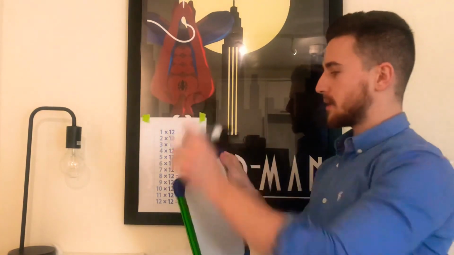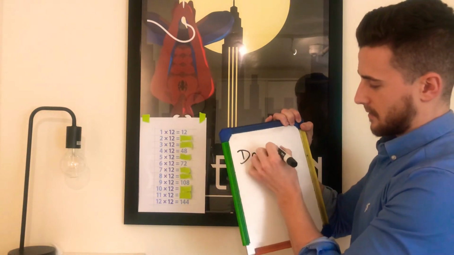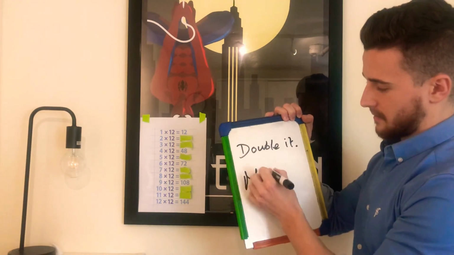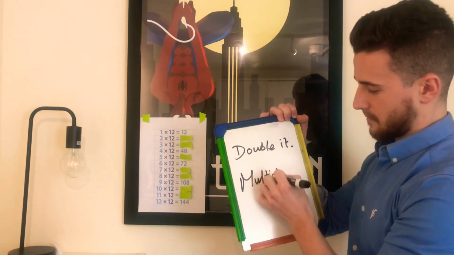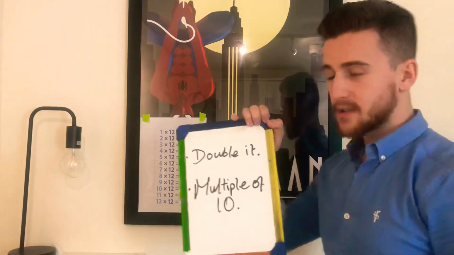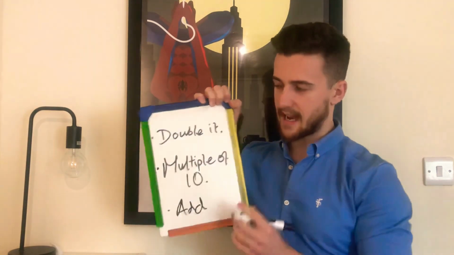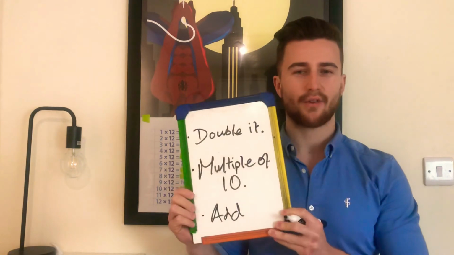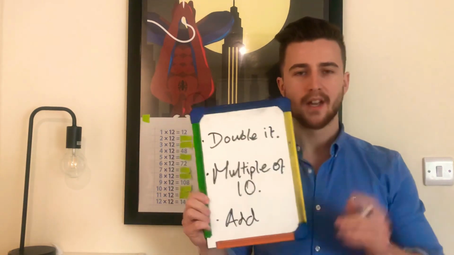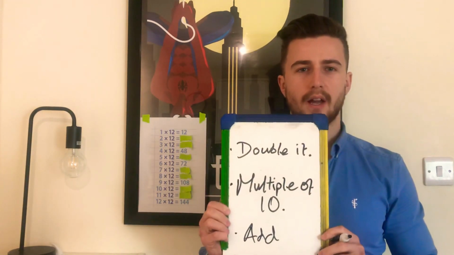So our first job is double it. And then multiple of 10. Those are our two tricks. Oh, and then we've got to add it together. That is our trick for working out the 12 times tables. Easy peasy. Go on to the next slide and it will talk you through it in writing.